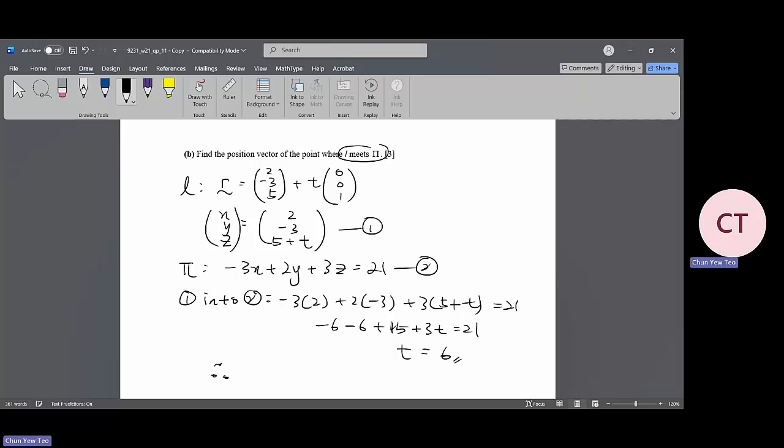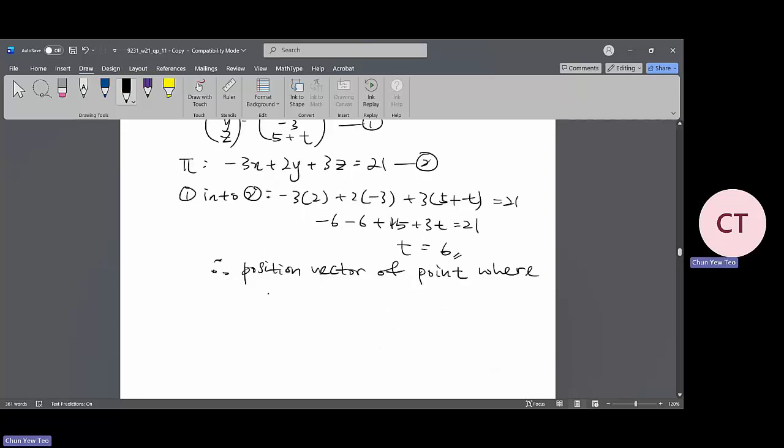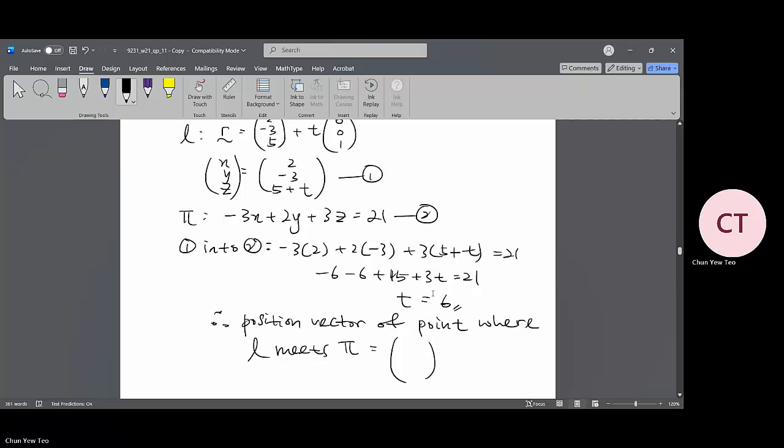Okay. So therefore, the position vector of the intersection point, where L meets pi, is equal to 2, negative 3, 11. Okay, so this will be the answer for number 5B.